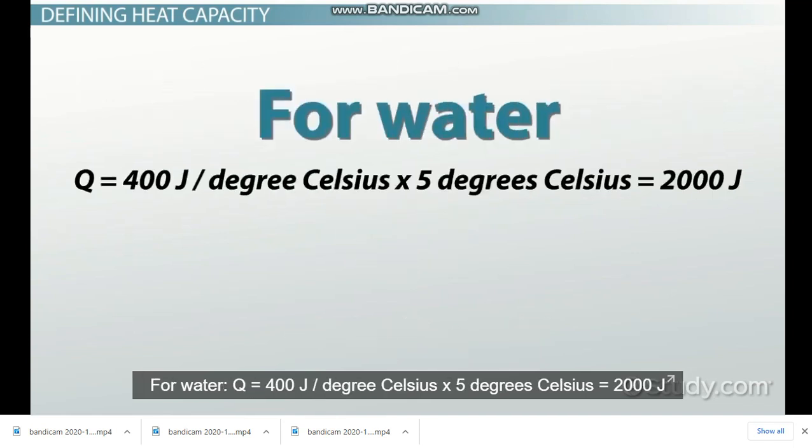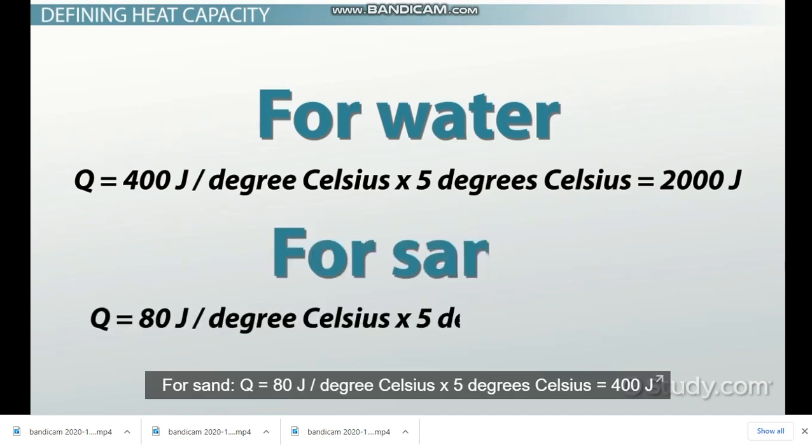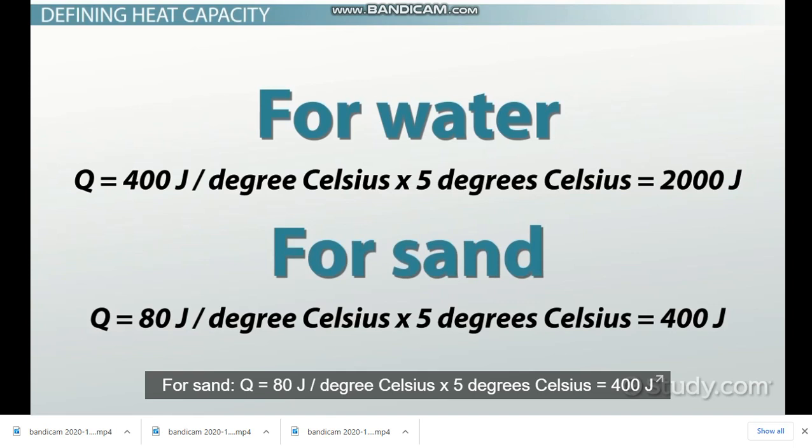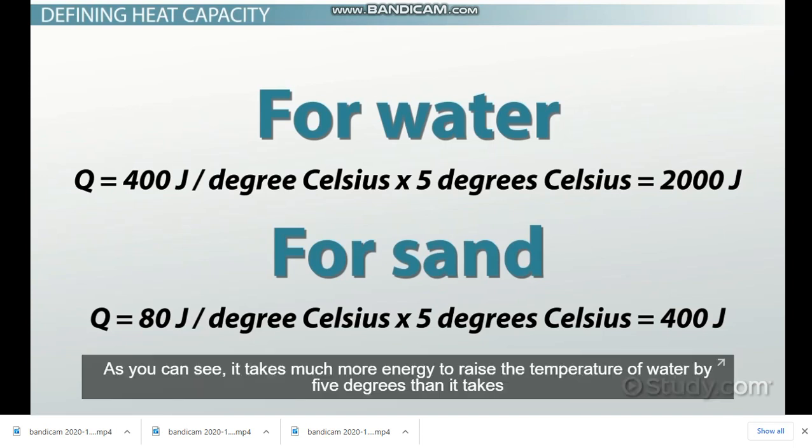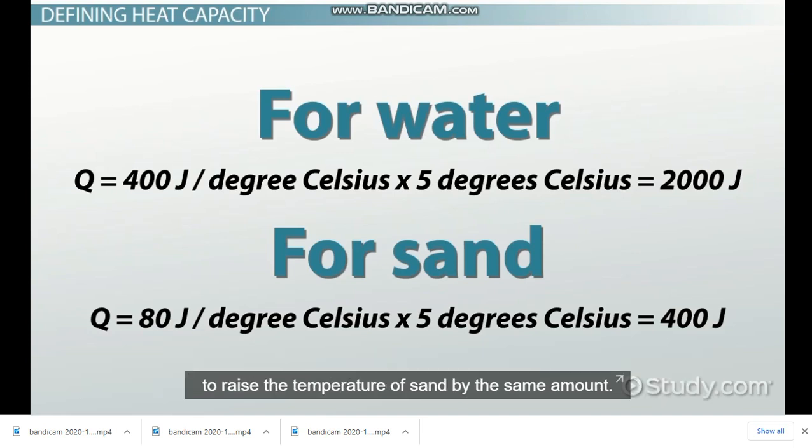For water, Q equals 400 joules divided by degrees Celsius times 5 degrees Celsius, which equals 2,000 joules. For sand, Q equals 80 joules divided by degrees Celsius times 5 degrees Celsius, which equals 400 joules. As you can see, it takes much more energy to raise the temperature of water by 5 degrees than it takes to raise the temperature of sand by the same amount.